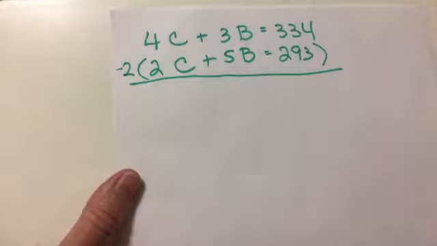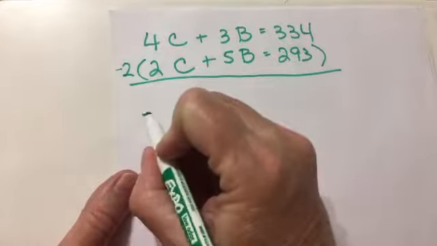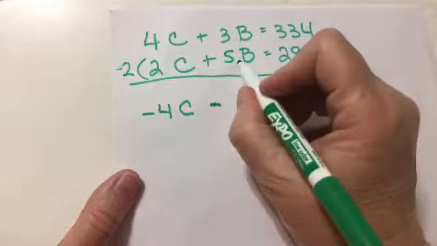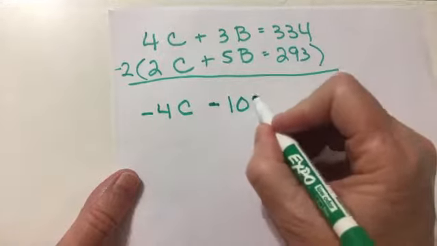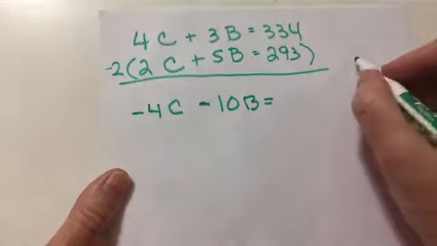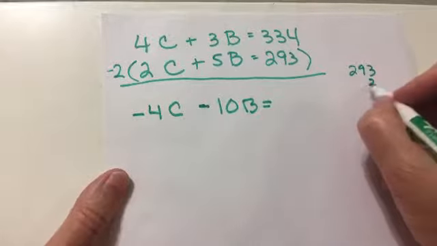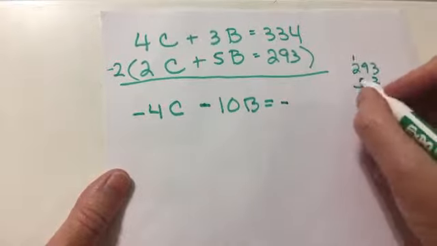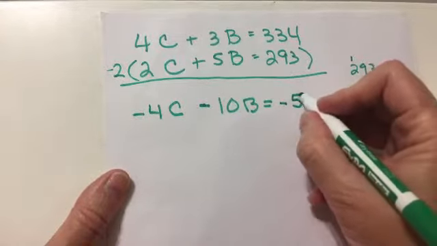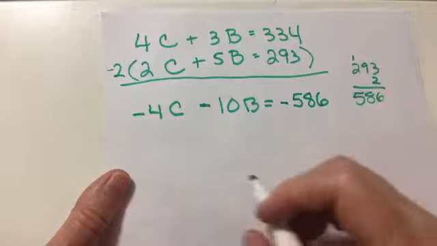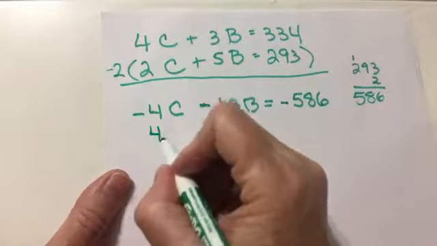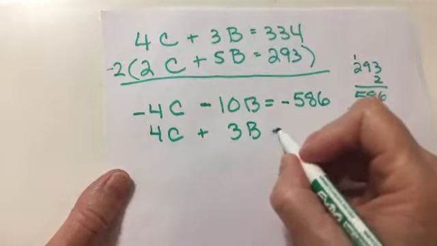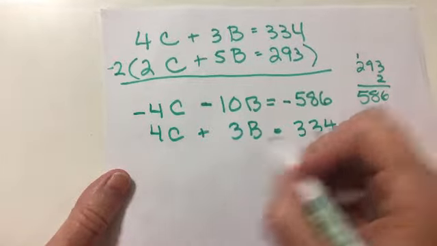So I'll have a -4c. So let's multiply the -2 all the way across. We get a -4c, and then a -2 times a 5b is a -10b is equal to 293 times 2. It's going to be a negative 586. And then this one right here, I'm just going to copy down the first equation so that it's right here where I need it.